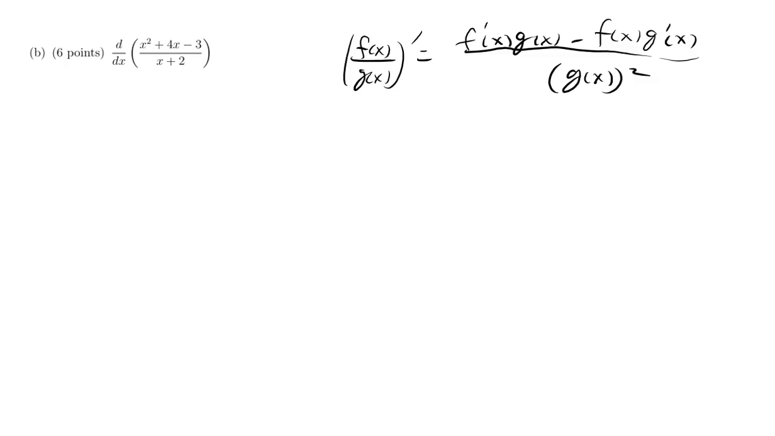Now, if you're ever in doubt of which one comes first, I guess it's good to just have this one memorized. 1 over x prime is negative 1 over x squared, which, by the way, appears many times by itself, so you should just memorize it.